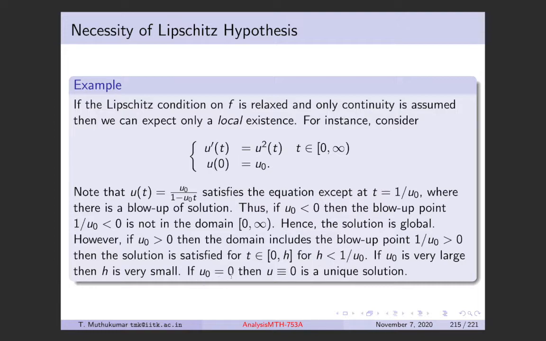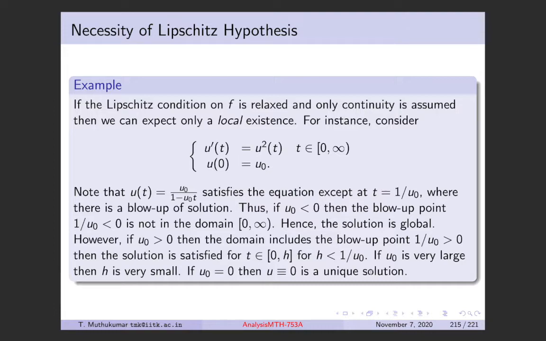Now if u naught is 0, because u naught can also be 0, in which case this is not defined. So when u naught is 0, then 0 is the only solution, so you have a unique solution. So you see, when you relax this hypothesis on f from the Lipschitz continuity, then depending on the initial value, you have all possible cases here. In one case it's a global solution, in one case it is a local solution, in one case you actually have a unique global solution, and so on. So it depends on the initial value here.